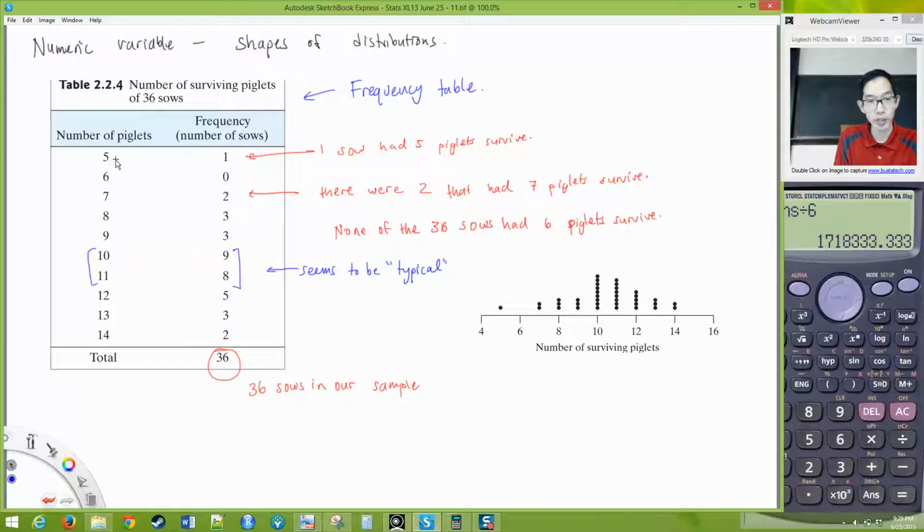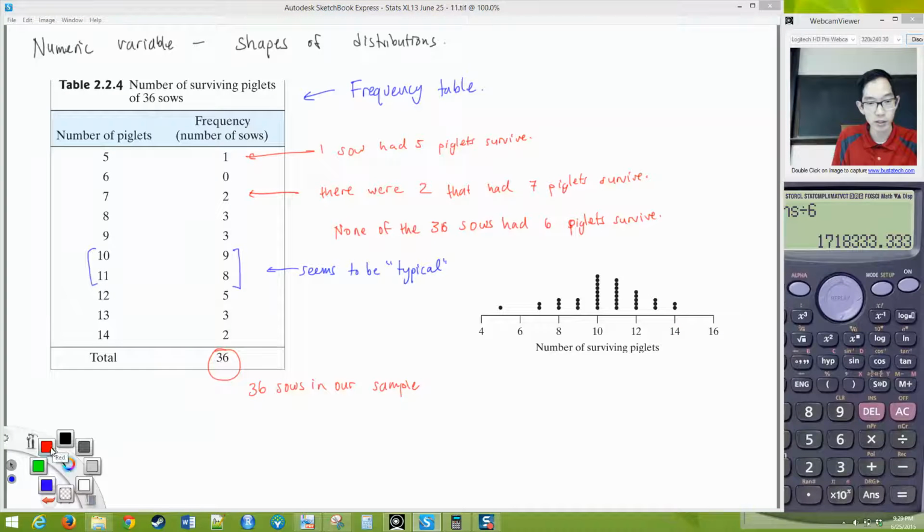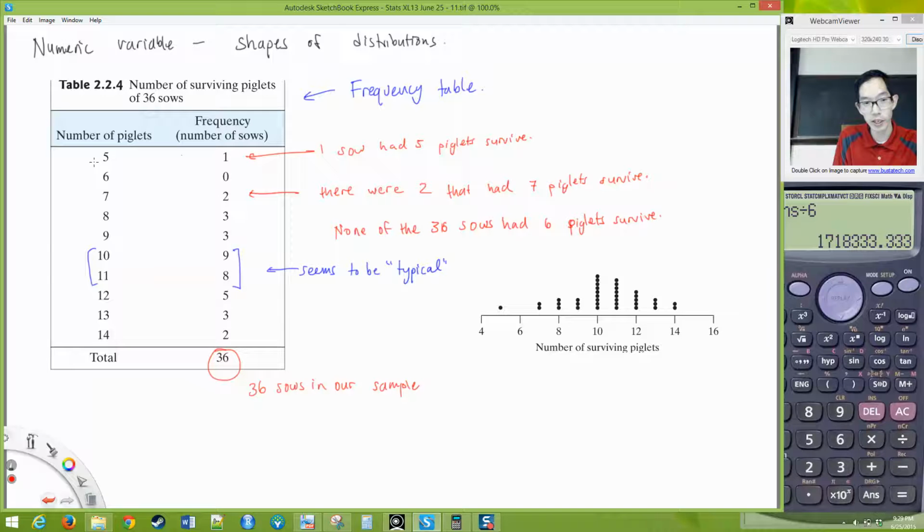So this 5 right here, the one sow that had 5 pigs, she is represented here, okay? You see there's no dots at 6 because there were no sows that had 6 piglets survive. The 2 sows that had 7 piglets survive, they show up right here, okay? There were 9 sows that had 10 piglets survive, and they show up right here, and we can see how the data gets displayed here. Is this okay? So this is called a dot plot. Are there any questions about how we got here?